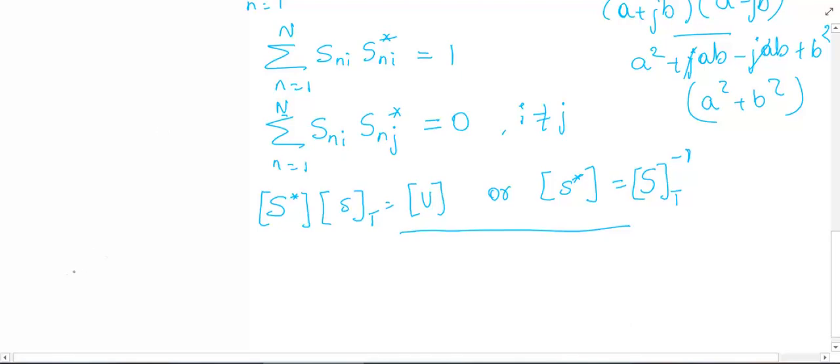Next we'll see the last type of property, that is the phase shift property.